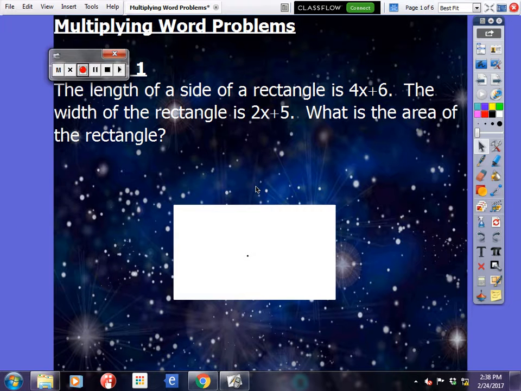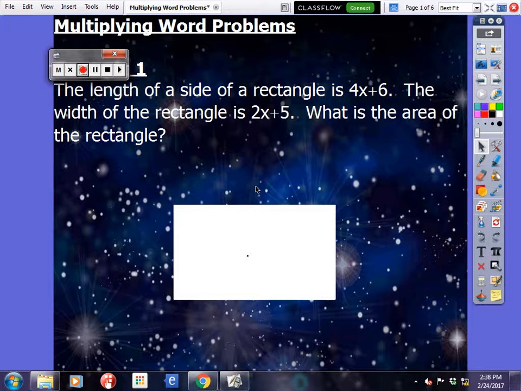Okay, next we're going to talk about how to multiply during word problems. So the first word problem I have is the length of a side of a rectangle is 4x plus 6. The width of the rectangle is 2x plus 5. What is the area of the rectangle?